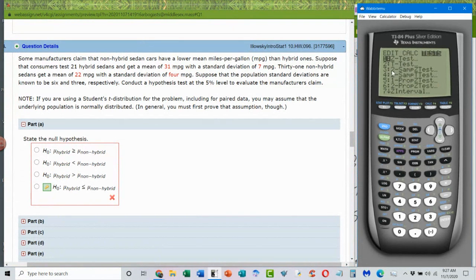So again, we go to test. We come down to two sample z-tests. And notice it puts the standard deviations first, and then the mean and sample size, and then the mean and sample size. So we have those pieces of information first, and so we come and write them down.